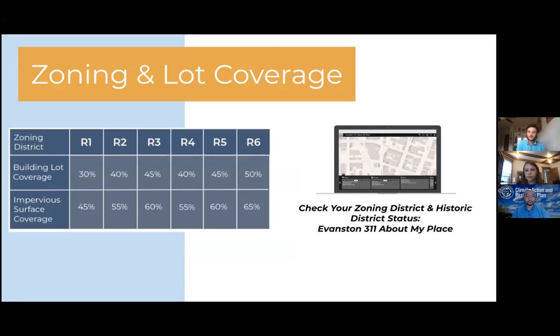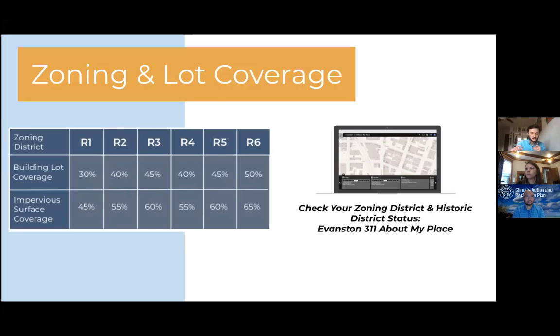So, getting into some of the more technical zoning regulations that affect what you can actually build on your property. What I'm going to start with are zoning districts. Those are really the biggest factor. There are 6 residential zoning districts in Evanston, ranging from R1 to R6. You can build an ADU in any of these residential zoning districts, but what you can build depends on your property and your zoning district. Based on the zoning district, the 2 key regulations that change are building lot coverage and impervious surface coverage.